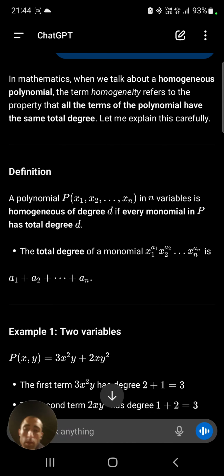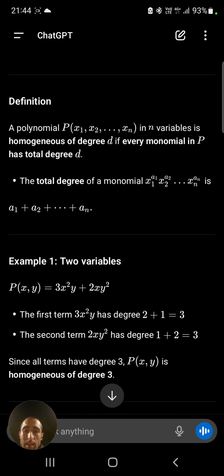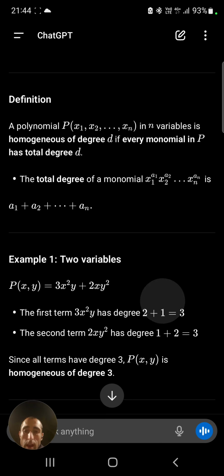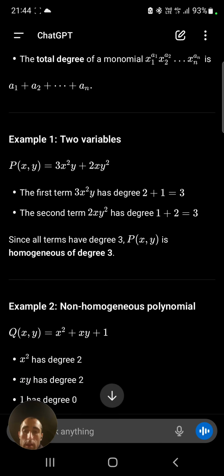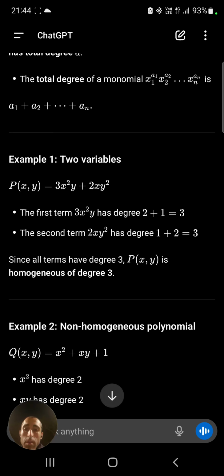It means that if you look at the terms of the polynomial, for example, if there are variables x1 to xn in the polynomial itself, each term is of the same degree. Let's call it d in this case. For example, in this two-variable example, each term has x squared times y, and together the degree is 3 for the first one, and for the second term 2xy squared, again x gives 1 power and y gives 2, so again a sum of 3. So for the two terms we have a total degree of 3.